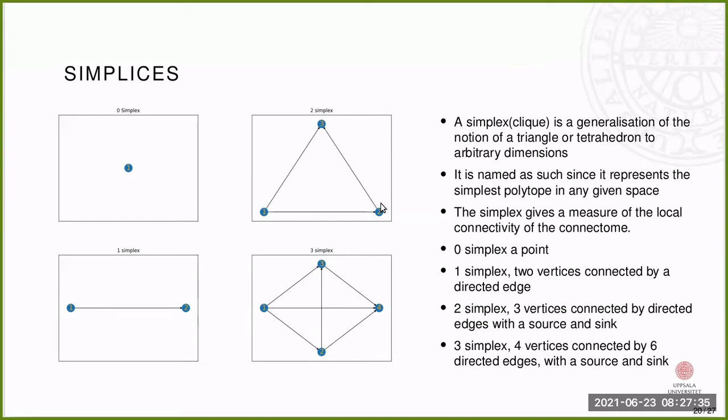So we have a few examples here. A 0 simplex is given by a single vertex. A 1 simplex is 2 vertices connected by a directed edge. A 2 simplex is 3 vertices given by 3 directed edges, where we have a source and a sink, and this is the case for the 1 simplex as well. And a 3 simplex is 4 vertices connected by 6 edges, where we have again a source and a target.